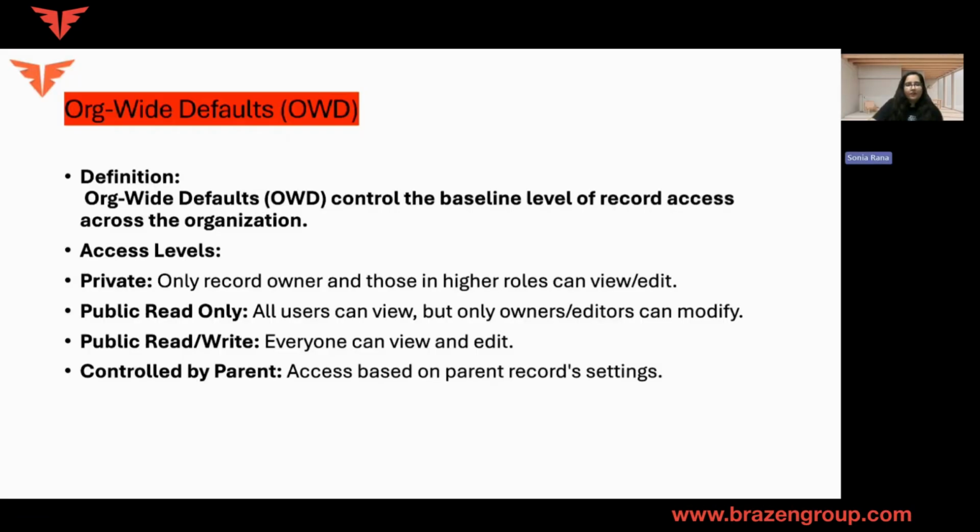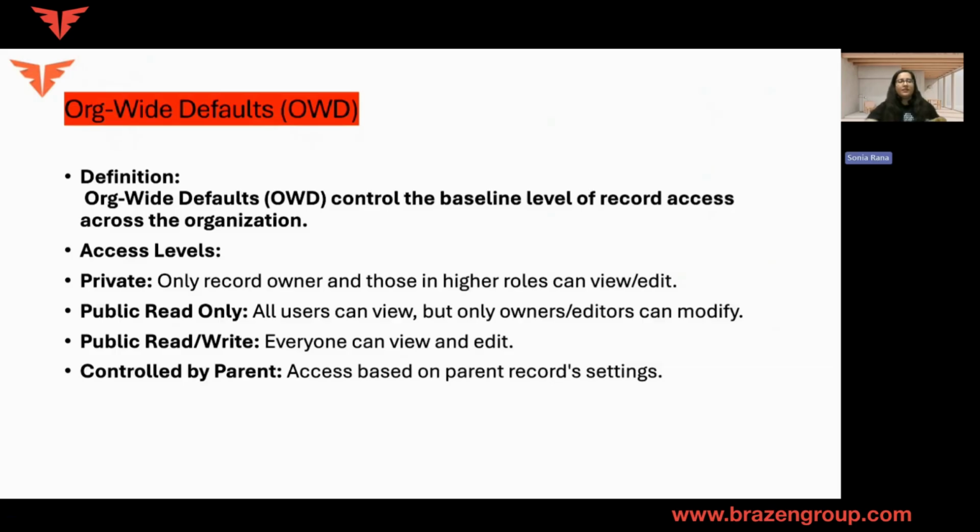So first we have what is OWD settings, the org wide default setting. The OWD setting controls the baseline level of record access across the organization. So we have four types of access level. Mainly we have private, public read only, public read write, and controlled by parent. So in simple terms, OWD handles the record level access of the records.